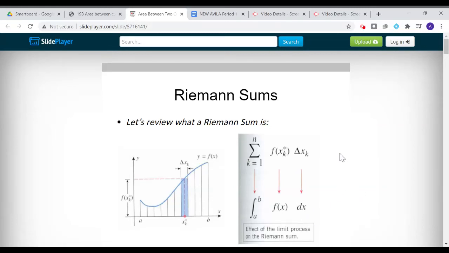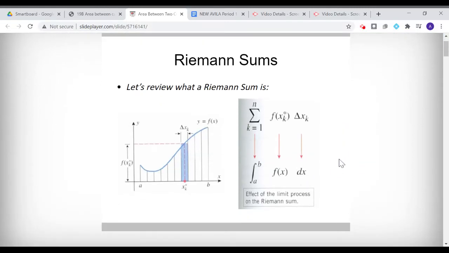Hello everybody. We're going to continue our lessons on integration by talking about section 19b, which is about the area between two curves. And to do that, to calculate the area between two curves, we need a little bit of background in what a Riemann sum is. Okay, so a Riemann sum has to do with how we calculate the areas under a curve.